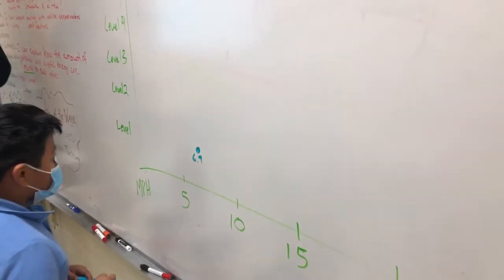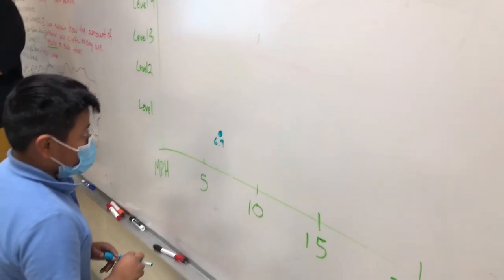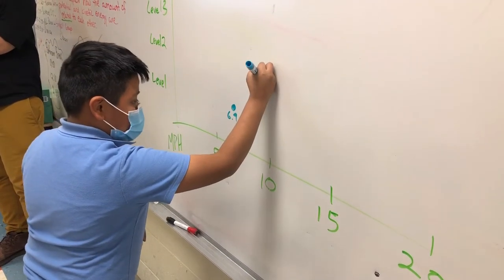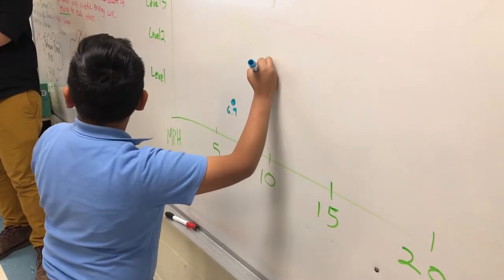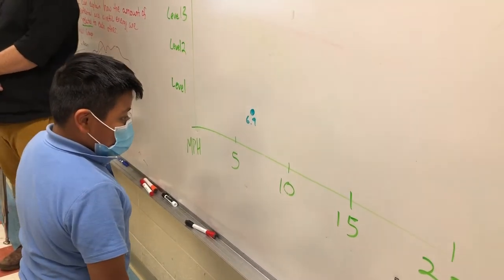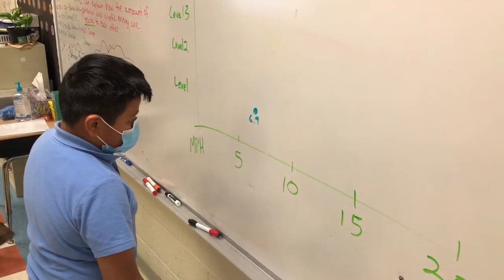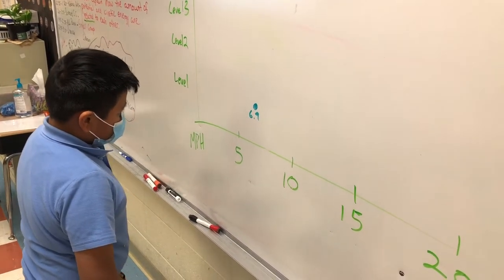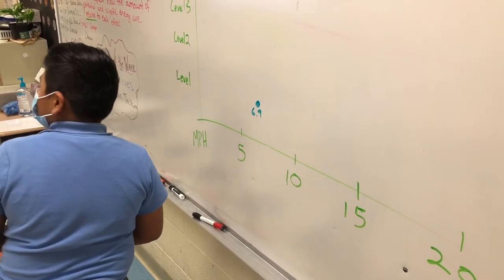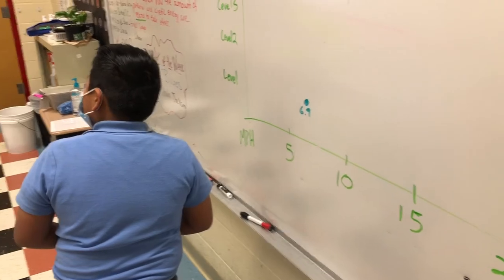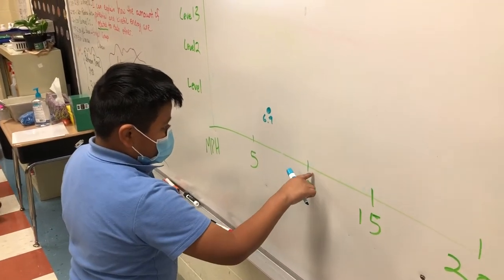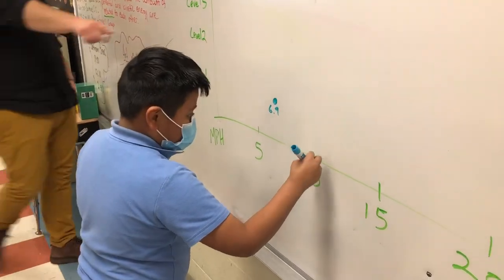Right around the 10? Would it be before the 10? 10.2. We haven't talked much about decimals, but does that sound like it's going to be a little bit more than 10 or a little bit less than 10? More than 10? A little bit more than 10. 10.2 is a little bit more than 10. So, around like that. Yeah, but you want to come up high enough for level 2.